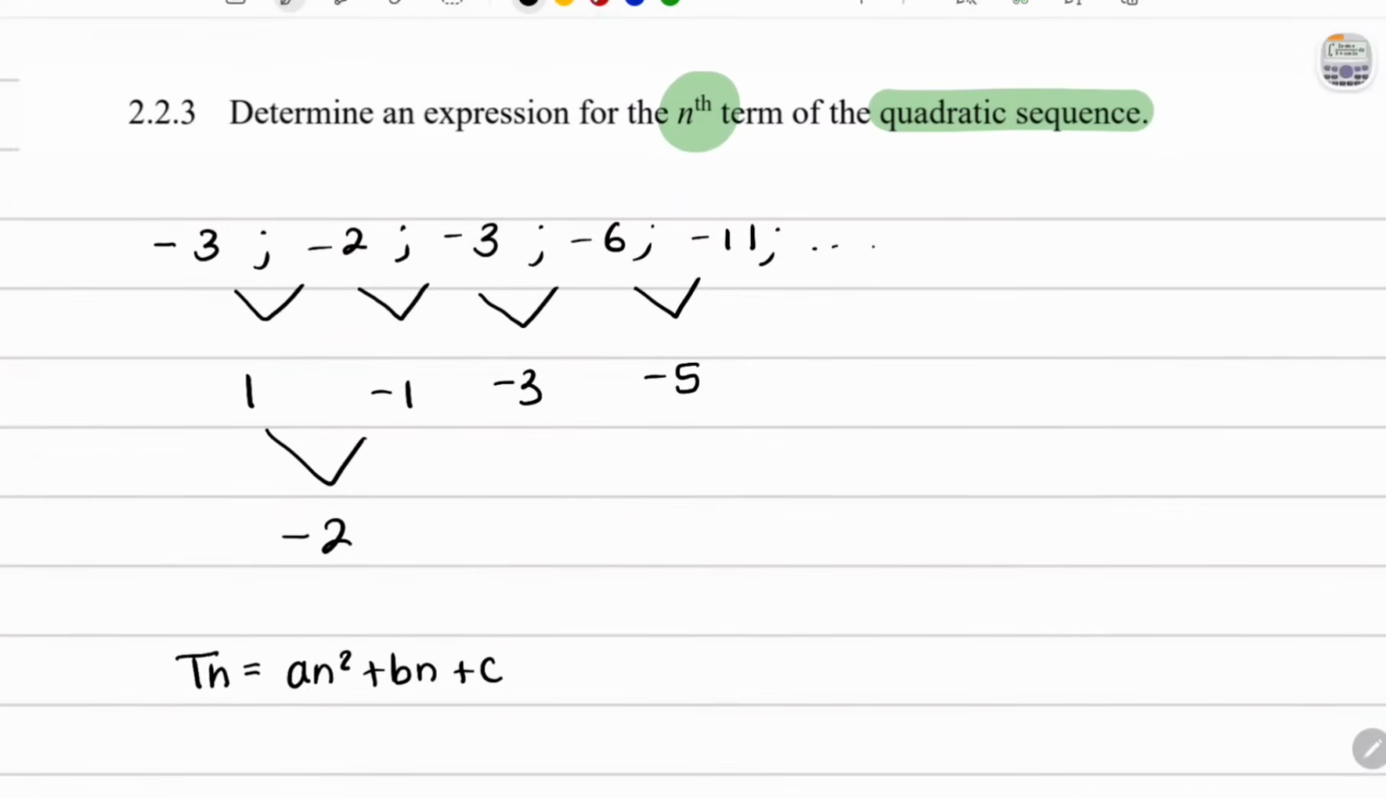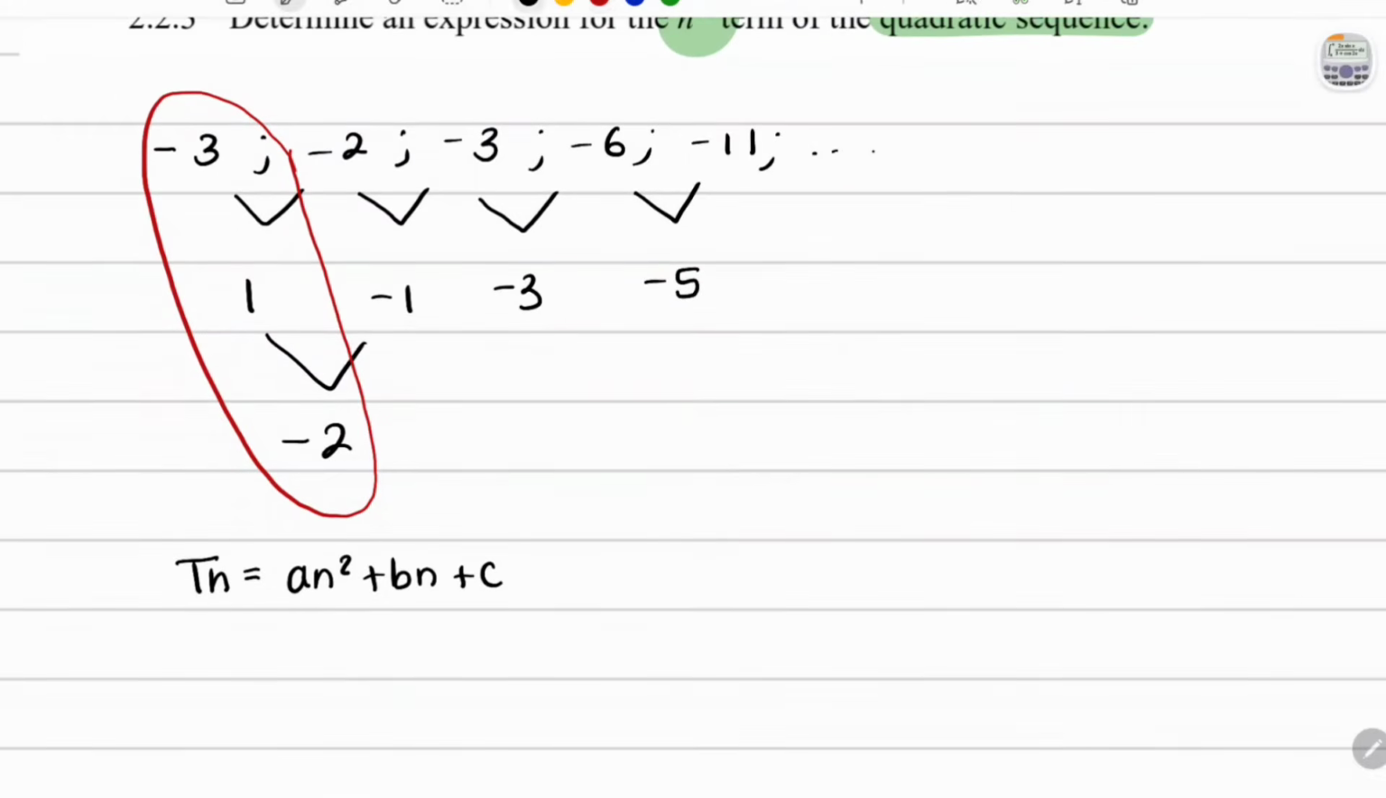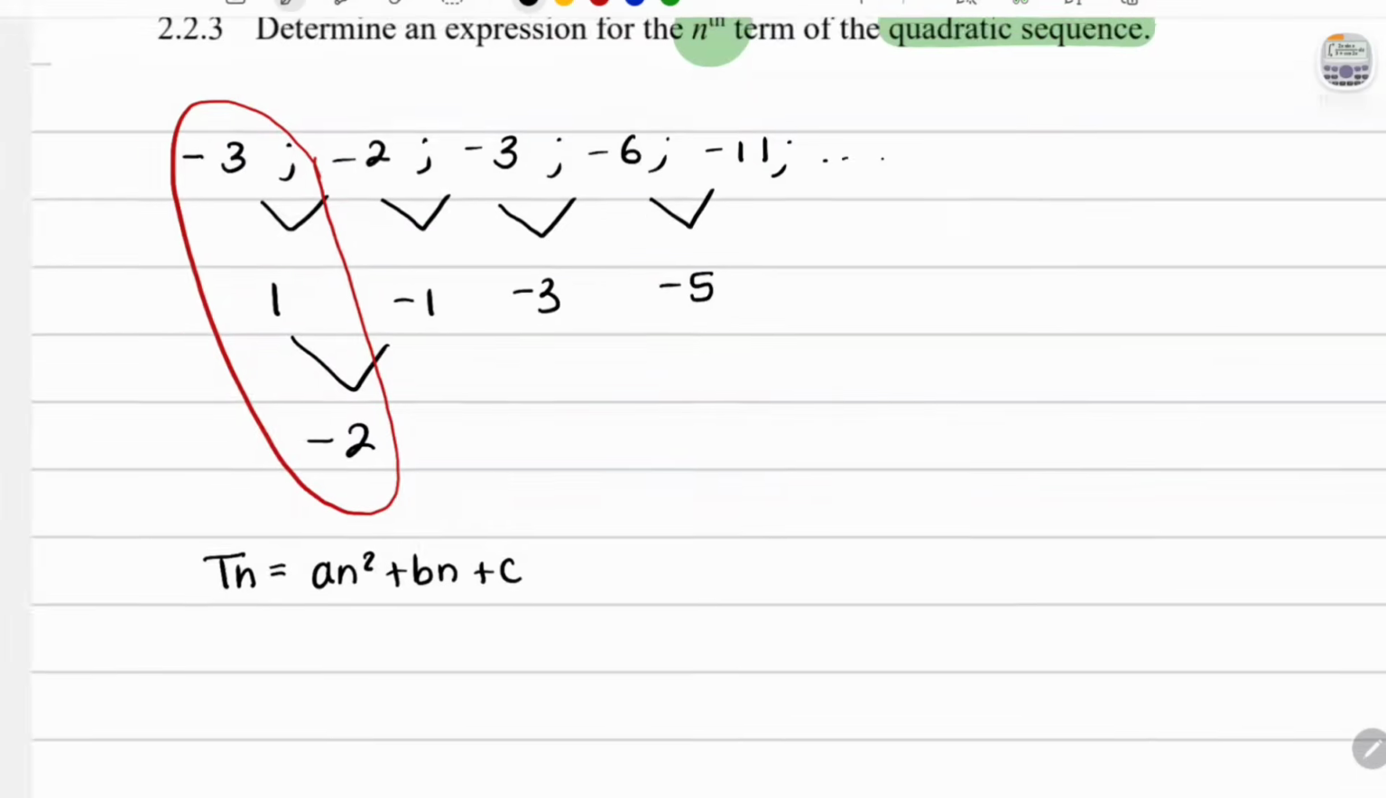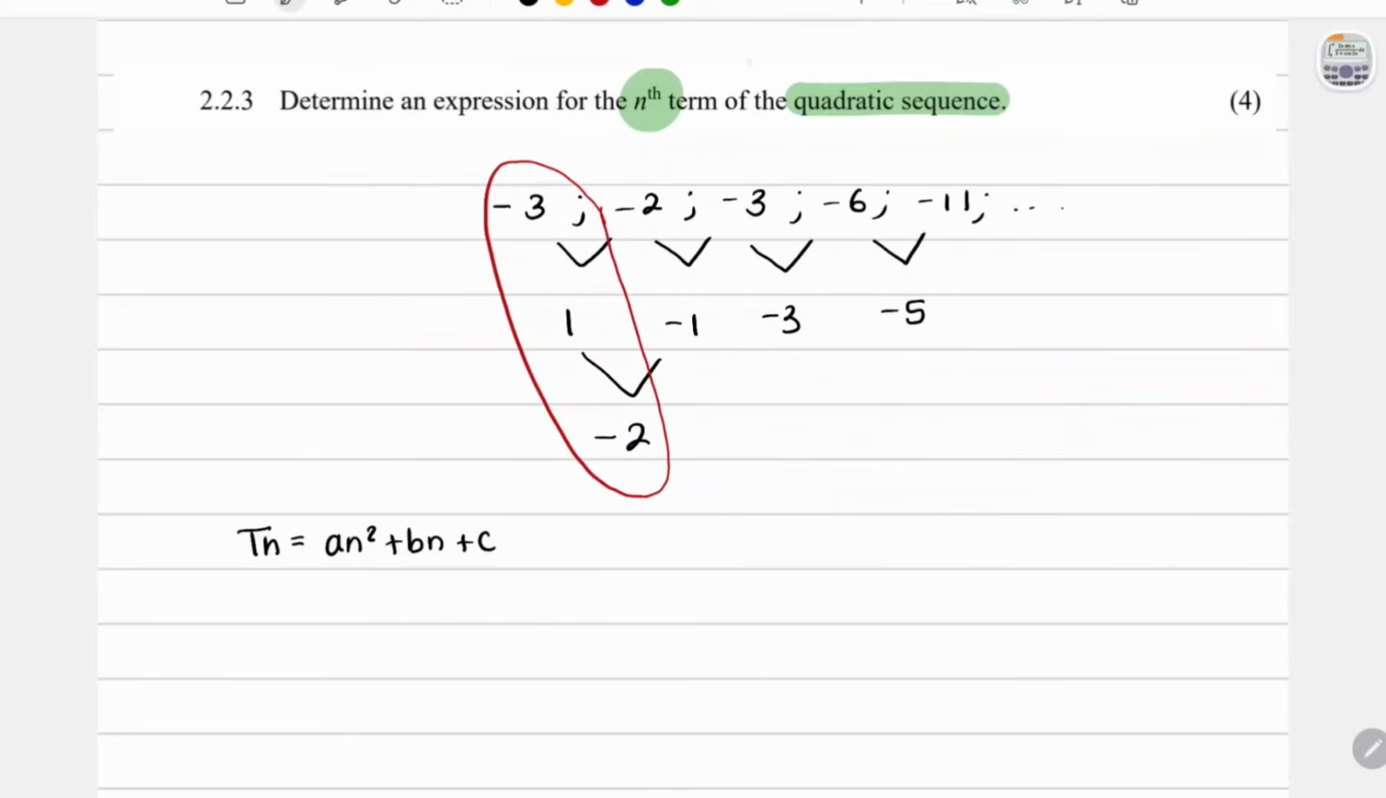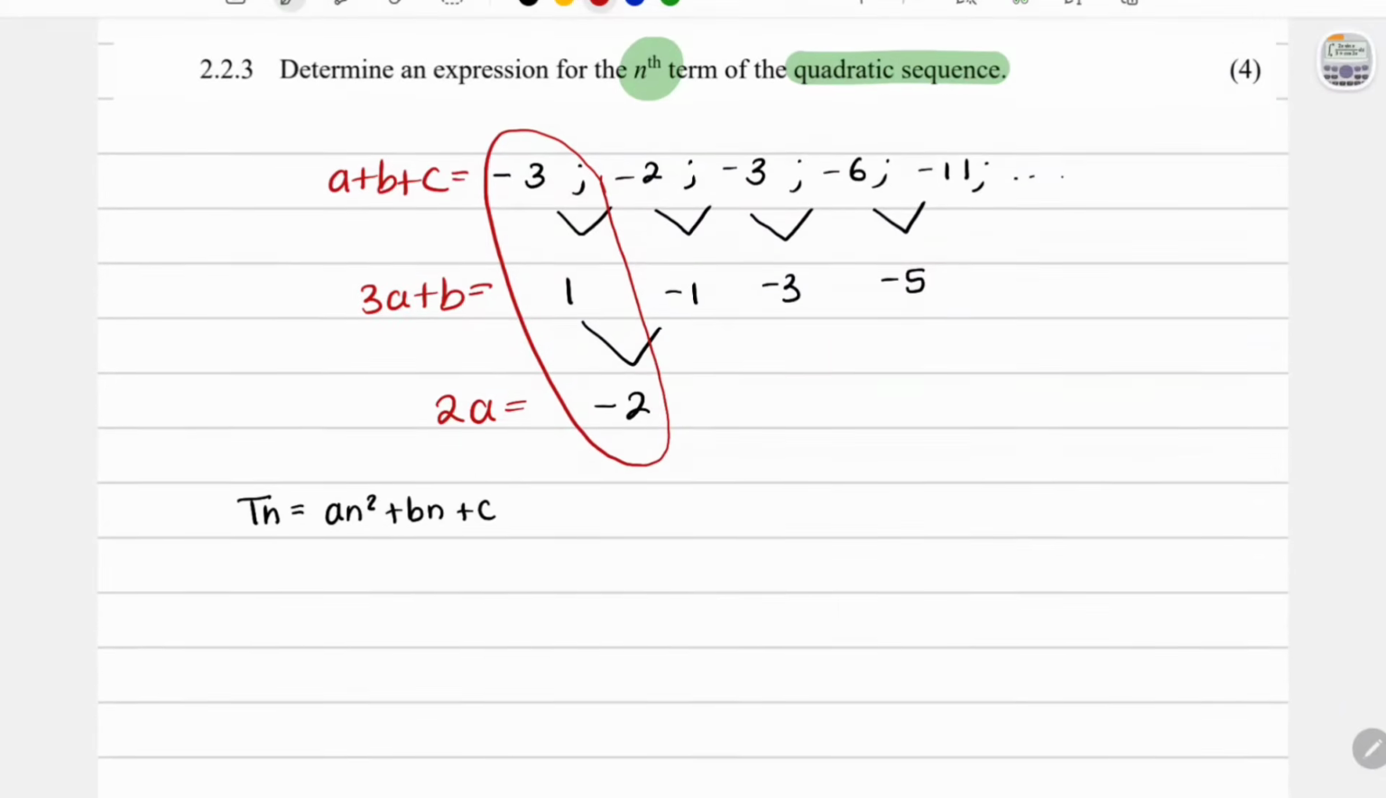To find A, or to find all of them, we're only going to use the first term of each of the patterns that we have here: the quadratic, first difference, and the second constant difference. So to find the A, you're going to equate this first term here to 2A. And to find the B, you equate this number to 3A plus B. And to find this one, you equate it to A plus B plus C. Okay, so that's what we have there.